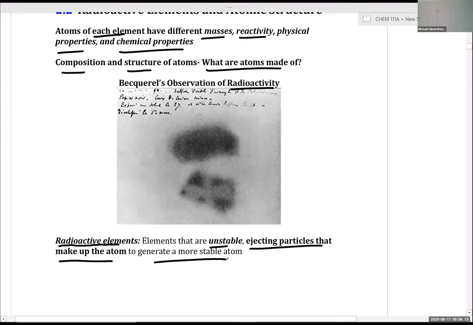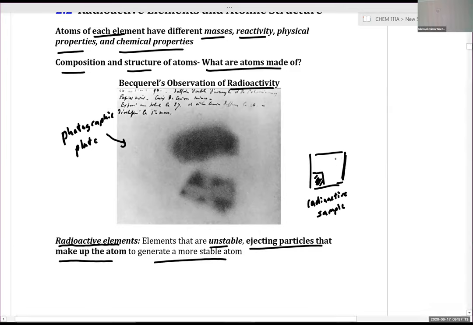This photo here is quite a striking historical photo, as it really provided an interesting piece of evidence supporting the idea that elements can be radioactive and that these emissions can be observed and studied further. In this famous photo, Becquerel was looking at a photographic plate. In this accidental observation, he stored a radioactive element in a closed container, and it was placed in close proximity to a photographic plate.